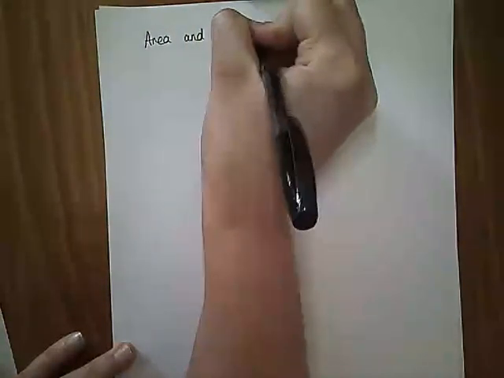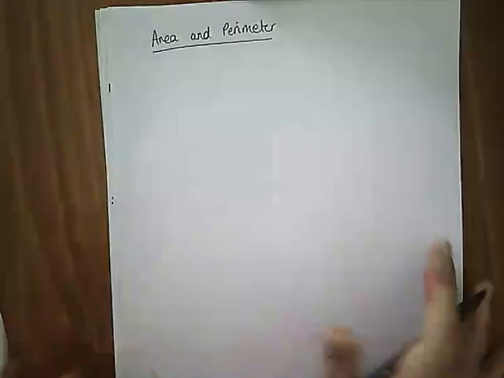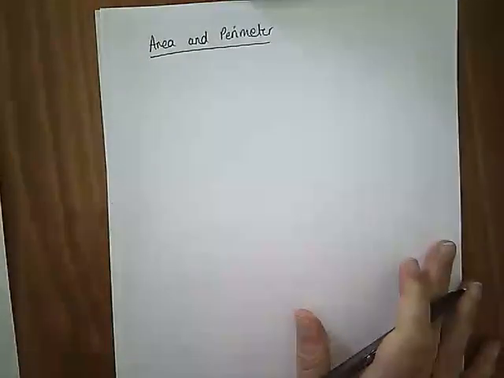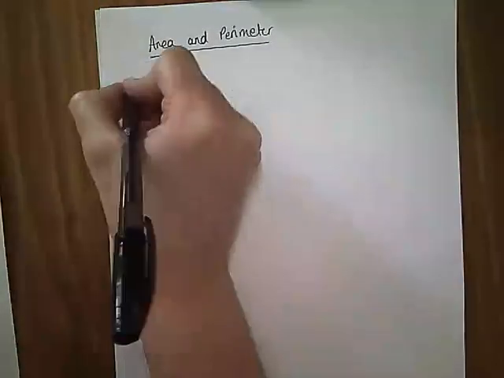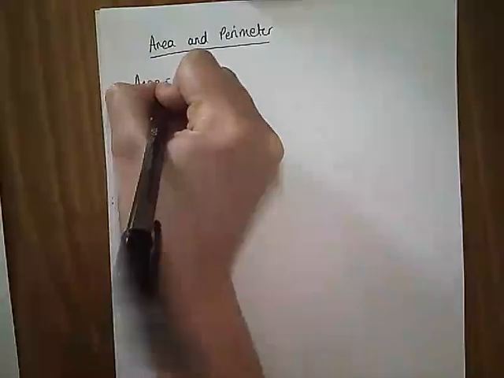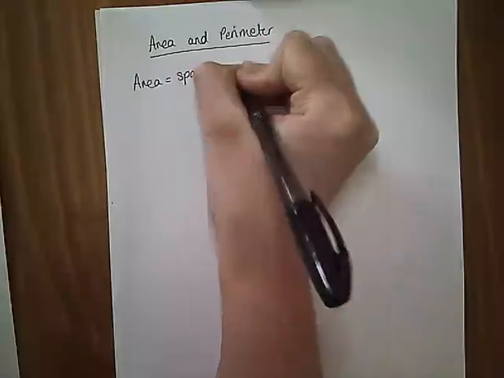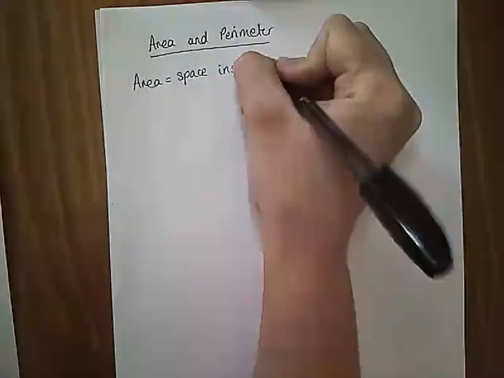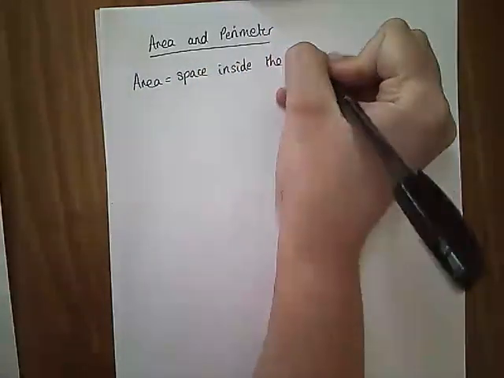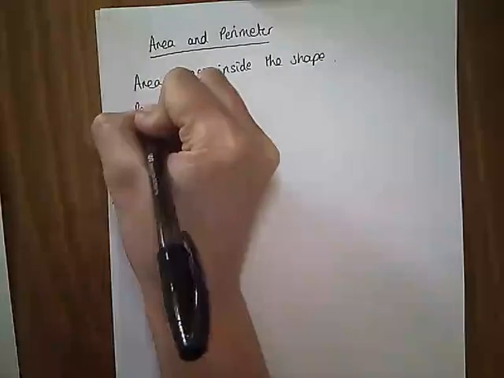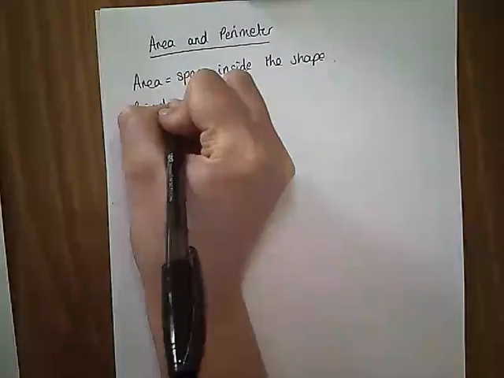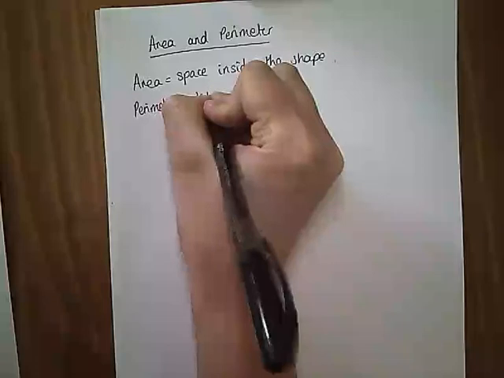So today we're going to start looking at area and perimeter. Now I know you've already started this with Miss Major, but I just want to reiterate all the things that she's already talked about. Okay, so when we talk about the area of a shape, we mean the space inside the shape. And when we are talking about perimeter, we are talking about the distance around the outside of the shape.